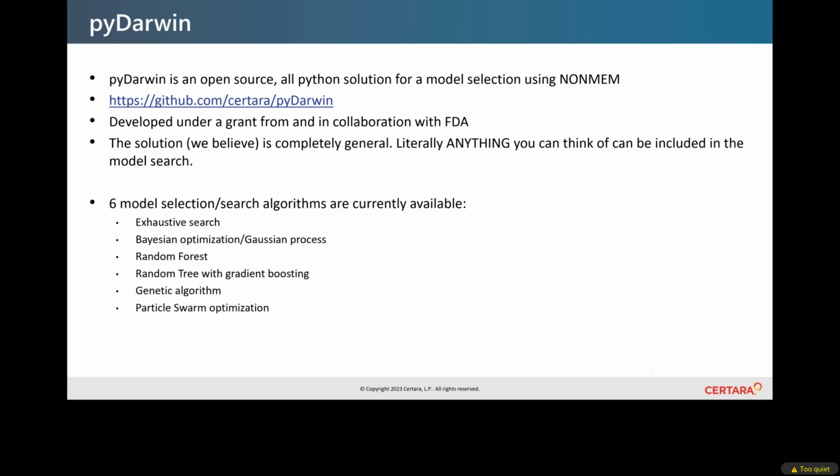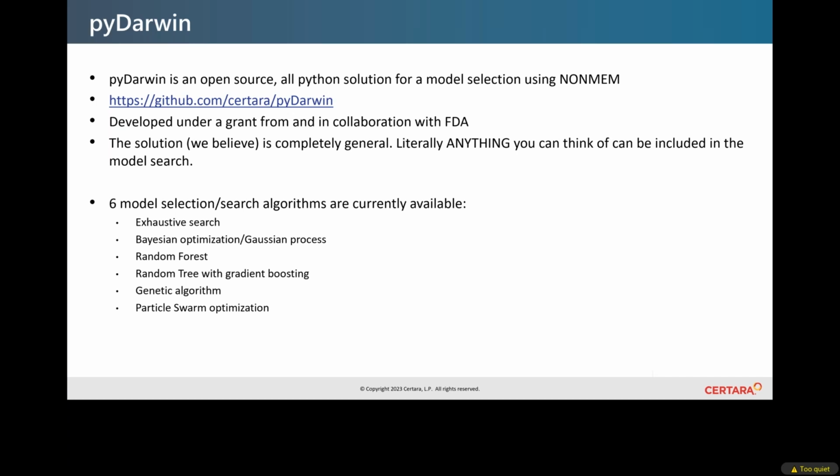With PyDarwin, the command line version, anything you can imagine doing in NONMEM, you can search for. And by search, we mean try different hypotheses, test different hypotheses across a whole range of things that people typically look for in NONMEM models. Compartments, absorption models, covariates, residual error models, between subject variability, inter-occasion variability, anything that you can think of, you can do in NONMEM, you can search for.